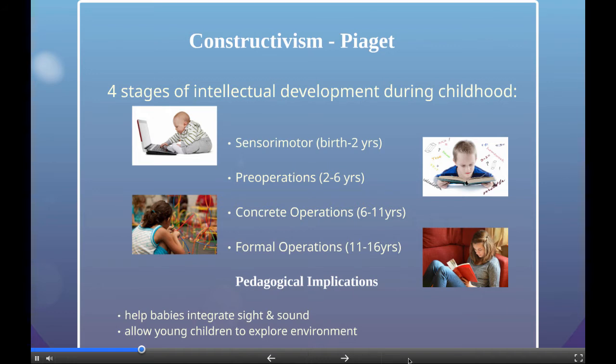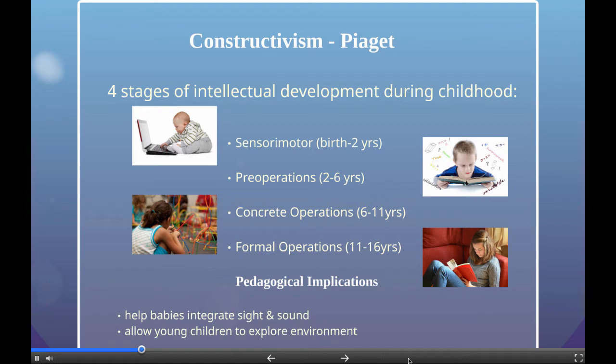The concrete operation stage begins around age 6, and this is the beginning of reversible thinking, as well as an understanding of actual operations and how they are connected. Babies and young children take an active role in their learning. They are able to plan, revise, and also set goals.